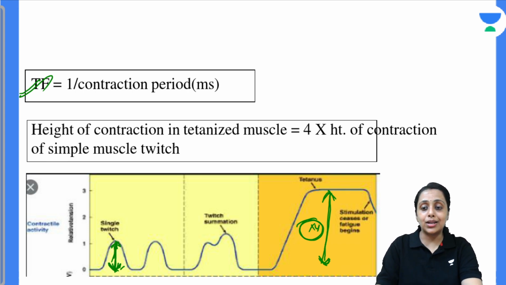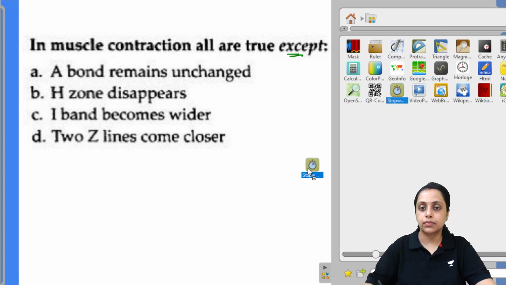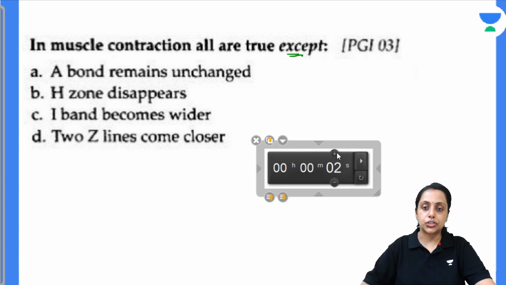Next, we are going to see the question part. Is this clear with everybody? Okay, then let us move on to our question part. First question of today's session. In muscular contraction, all are true except: A band remains unchanged, H band disappears, I band becomes wider, 2 Z lines come closer. In muscular contraction, all are true except.